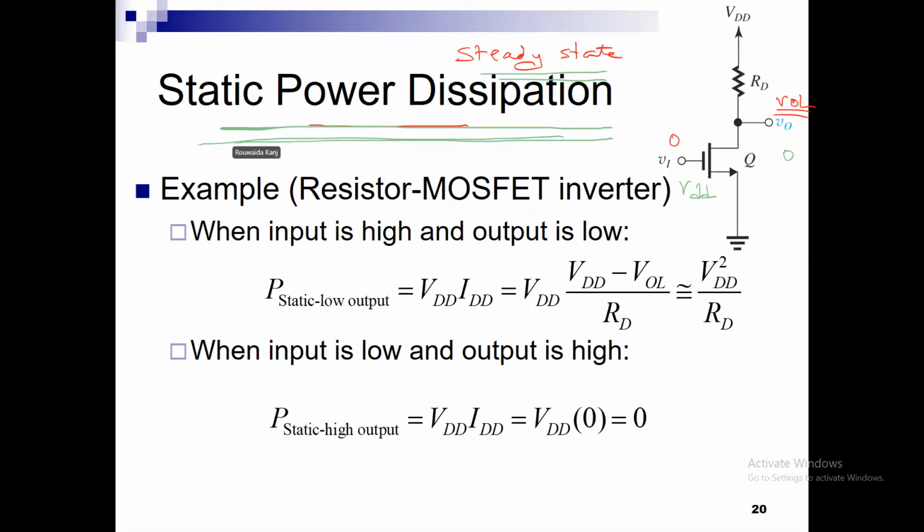The power would be VDD times ID, and it will be the average of being in the state of low output or the state of high output. So the P will be (P out low + P out high) over 2, unless we tell you it is not balanced. Here in this case it is balanced.